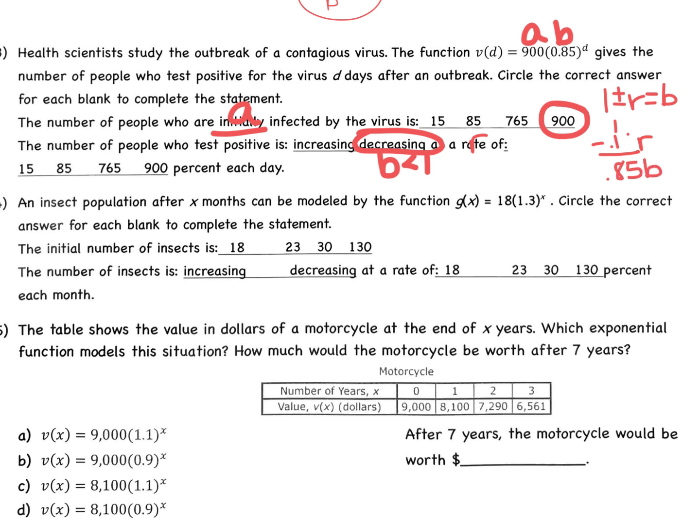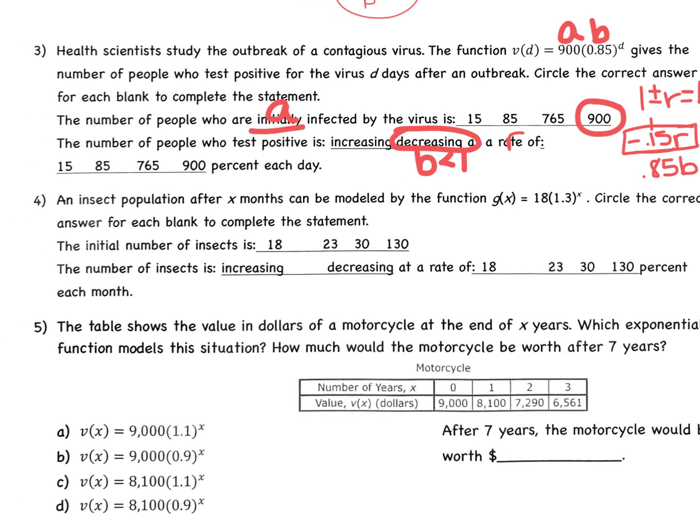So 0.15 is going to be my R. So we are going to be decreasing at a rate of 15% each day. Remember, decimal to a percent is 2 to the right, percent to a decimal is 2 to the left.